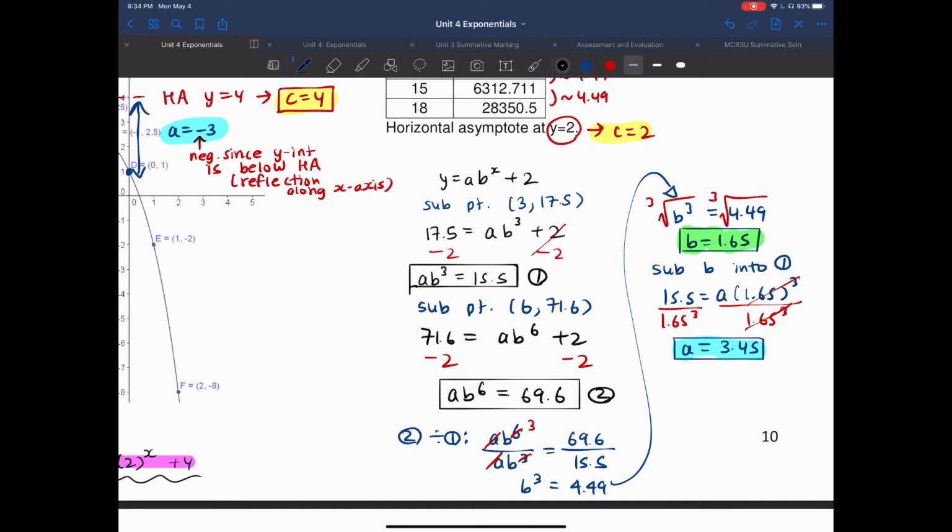So when we conclude all three values, I'm going to get, therefore, y is equal to 3.45 times my base of 1.65 with an exponent x, and my graph has moved up 2 units, and therefore, this is my final transformed simplified equation.